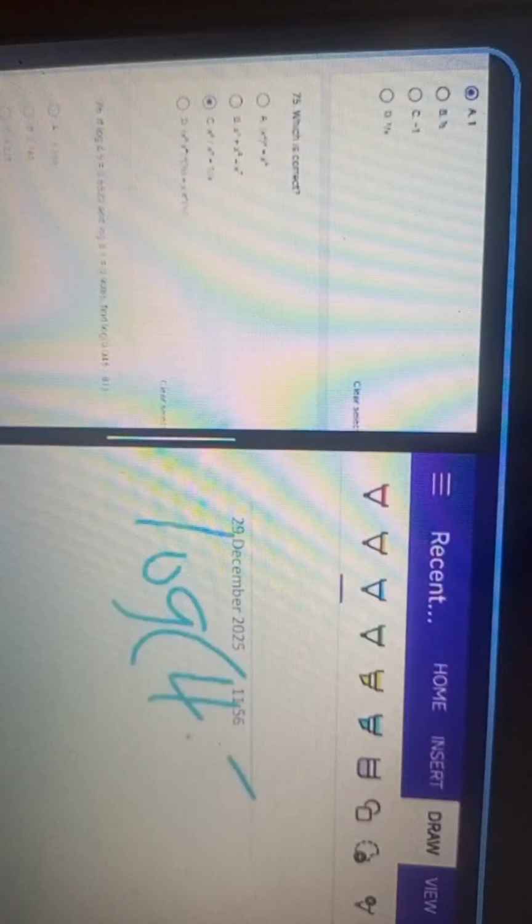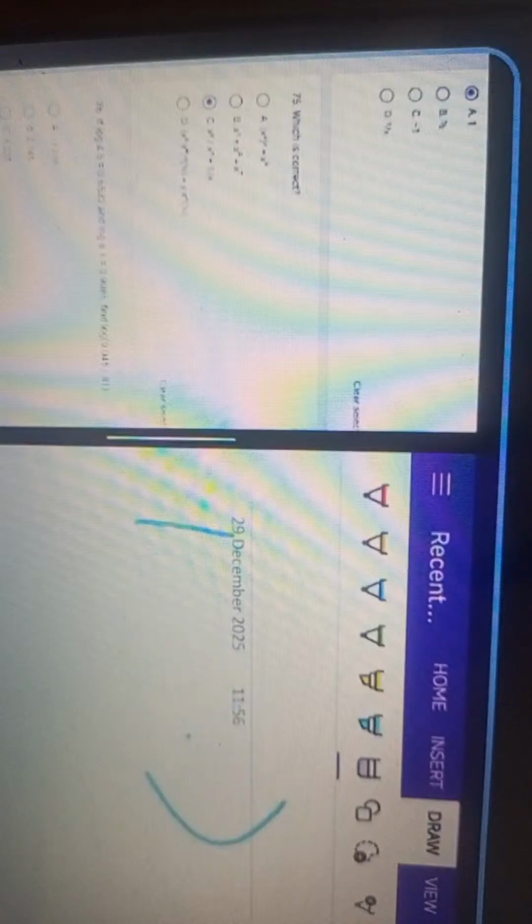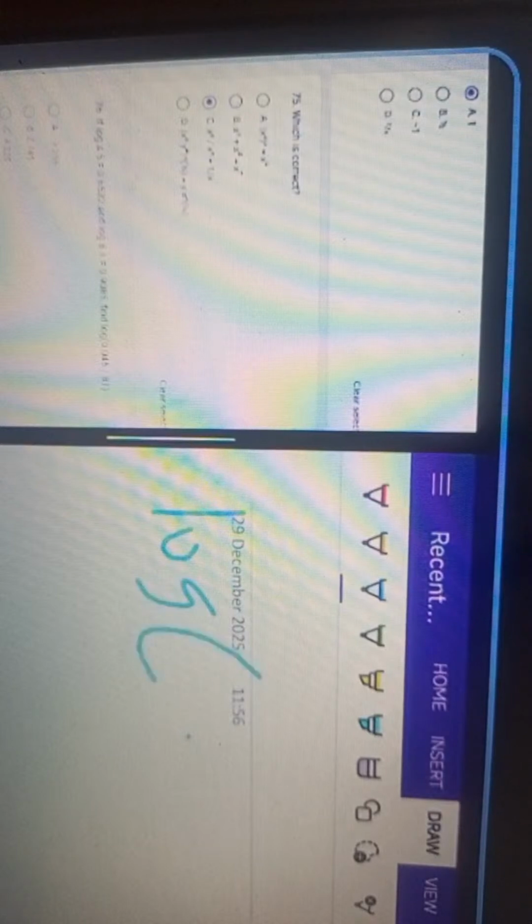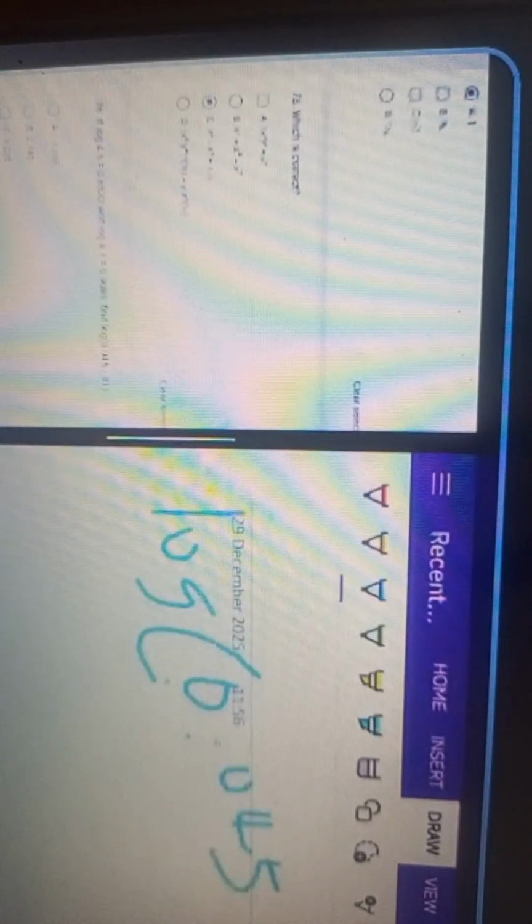So I was told to solve for log 0.05. I was given log 4.5. Normally, you could use a logarithm table, but we're not told to use a logarithm table. Right. So let's break this down. So I'm looking for log of 0.045 divided by 81.